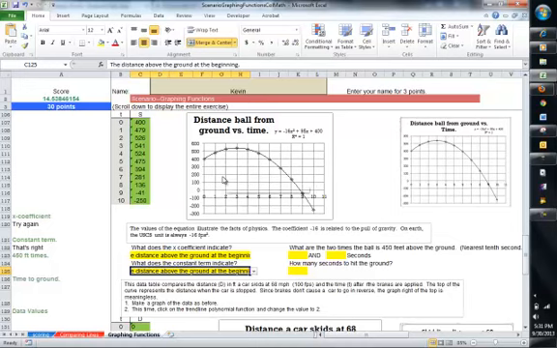At what two times is it 450 feet above the ground? We're going to look here at 450 feet, and it looks like about a half a second. And then the other time that it's 450 feet is over here. Looks like about 5.2 maybe.